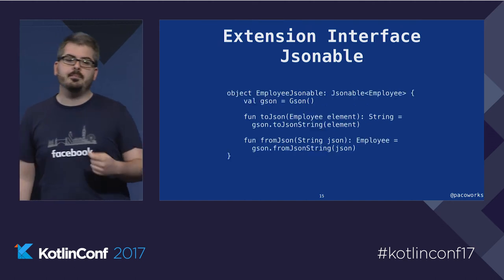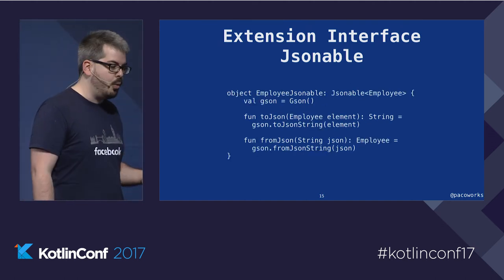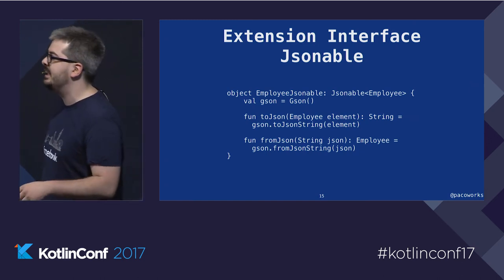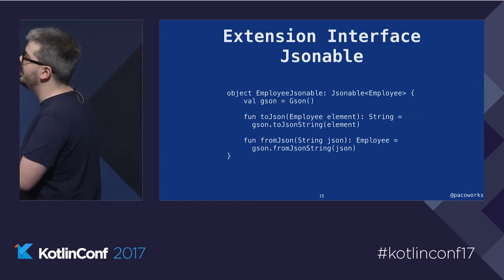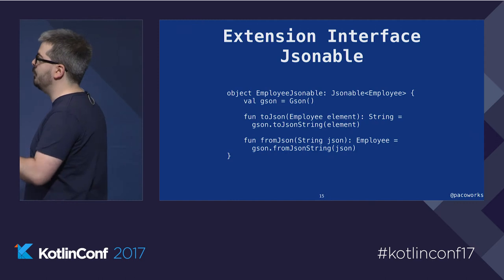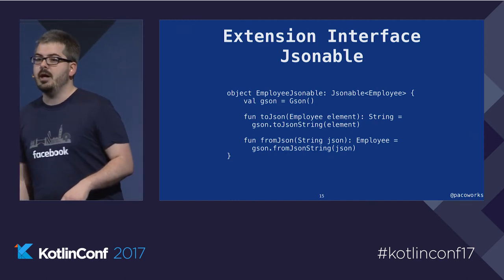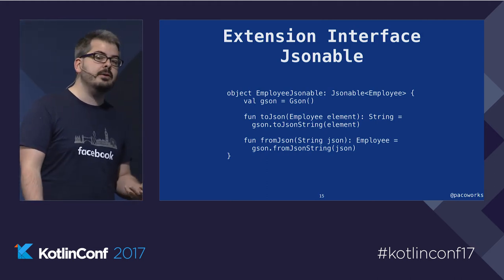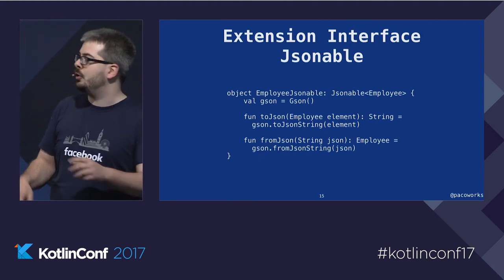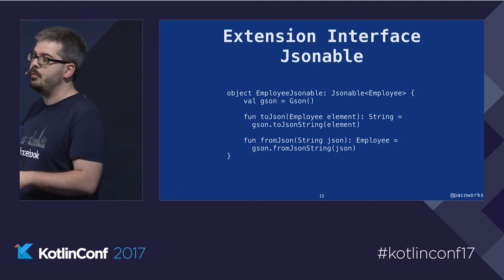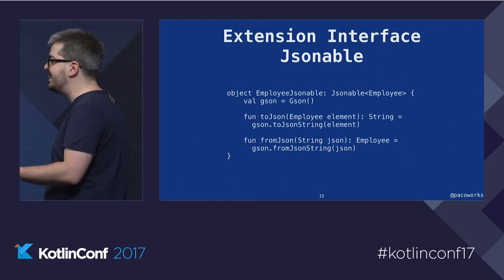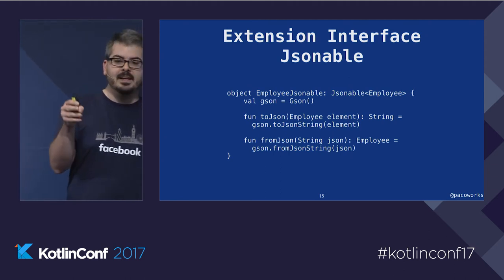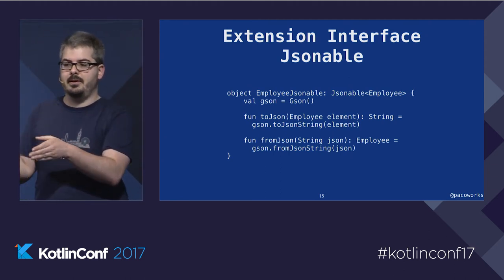So this is one implementation of JSONable. We're going to use the simplest thing that we can think about. We're just going to use JSON for this, and we're going to say JSON to string element and JSON from JSON string element. If we wanted a different implementation that we were doing manually, a string implementation, we just go through each one of the fields in Employee. We could just do that. If we wanted to do Jackson, we could have that. The idea is that we have these capabilities separate from the actual data classes where they're available.